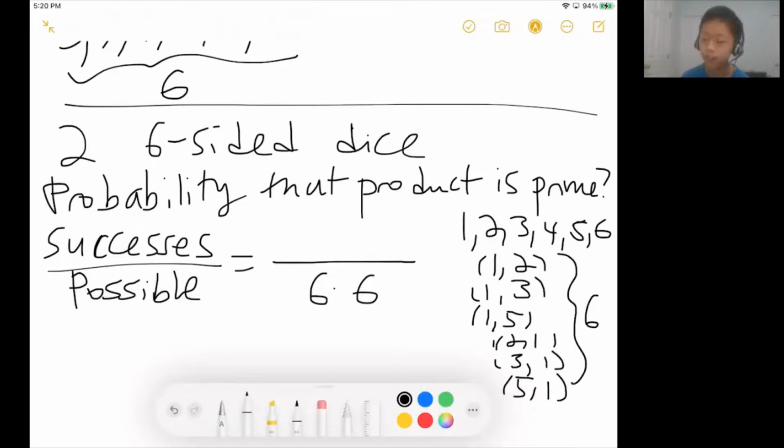Any other combination, for example, if you don't use a 1, say a 2 and a 6, well, that means when you multiply these two together, you're going to have a factor of 2 and a factor of 6. So that clearly can't be prime. So that means you only have 6 successful outcomes. So this would also be 1 divided by 6 as the probability.